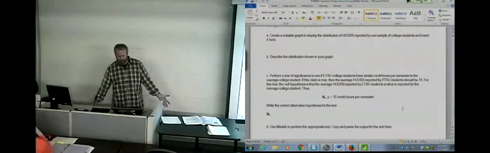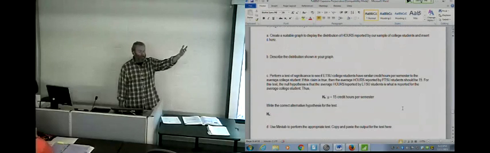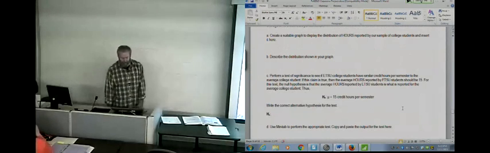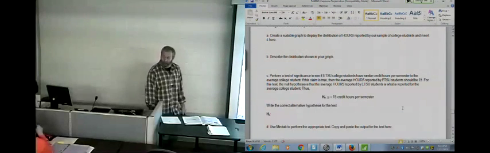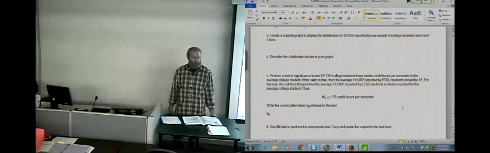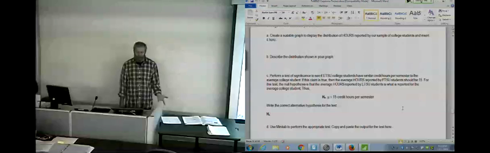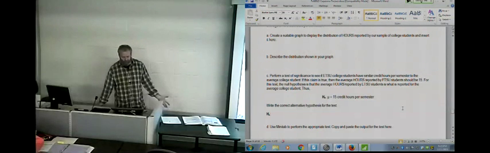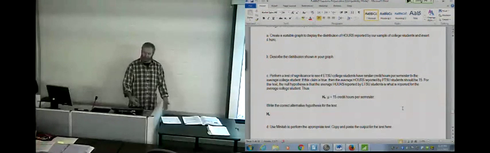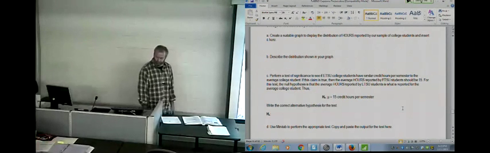It says, perform a test of significance to see if ETSU college students have similar credit hours per semester to the average college student. If this claim is true, if they have the same as other college students, then the average hours reported by ETSU students should be 15. In other words, the null should be that mu is equal to 15 if they're the same as the average college student. For this test, the null hypothesis is that the average hours reported by ETSU students is what was reported for the average college students. That is, mu is equal to 15. Write the correct alternative hypothesis for the test.